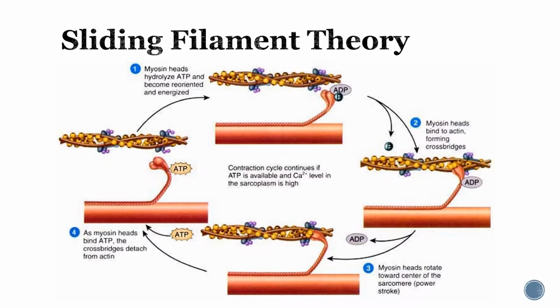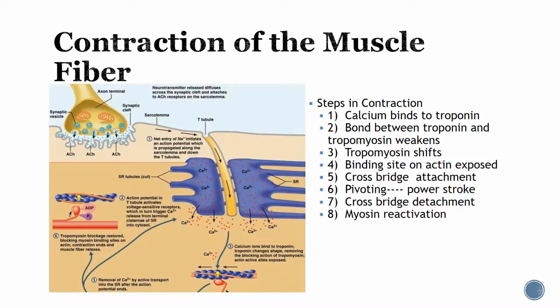Sliding filament theory. With the sliding filament theory, the myosin head has ATP come to it, and it grabs the actin to form cross bridges. The myosin head rotates towards the center of the sarcomere, which is considered the power stroke. Then the myosin head binds to ATP, and the cross bridge detachment happens. And then you start back over again.